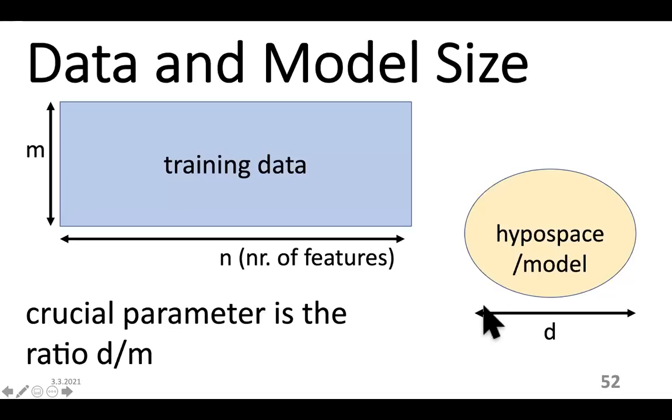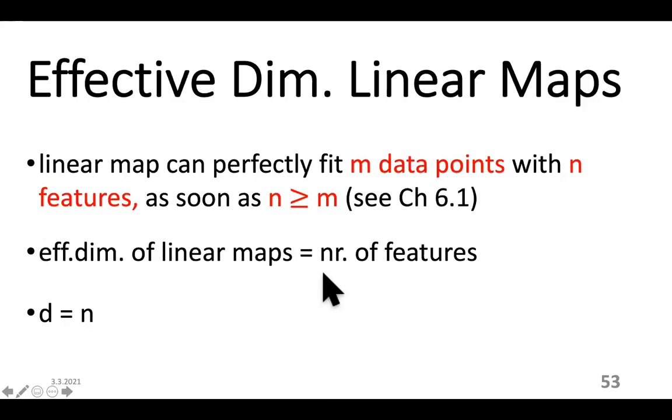And we will see that the crucial parameter of a machine learning method is the ratio of the effective dimension of a hypothesis space relative to the number of data points m. So whenever this effective dimension is much larger than the number of data points in the training set, there's a risk of overfitting. So let's look at some examples.